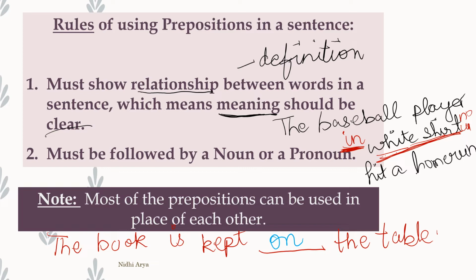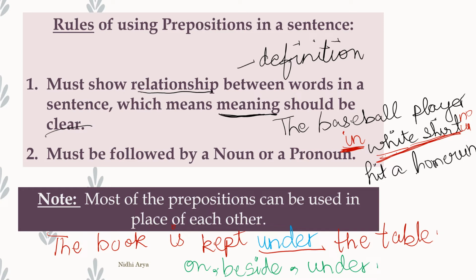Then if it's placed somewhere else, the book is kept beside the table. मतलब उसके साथ में रखी है. Table के साथ में रखी है book. That is also a meaningful sentence कि उसके साथ में रखी जा सकती है. The book is kept under the table. Table के नीचे रखी है. So the prepositions we have used till now are on, beside, and under.